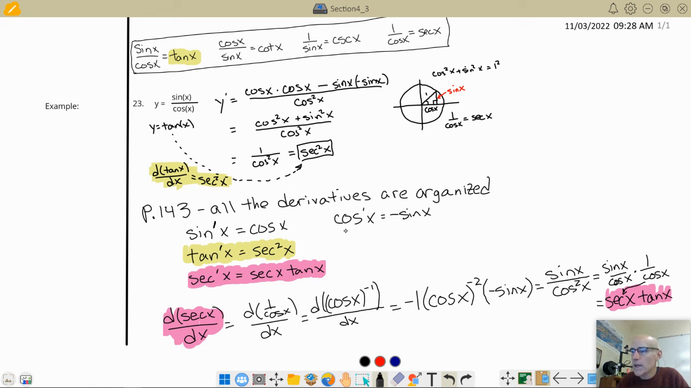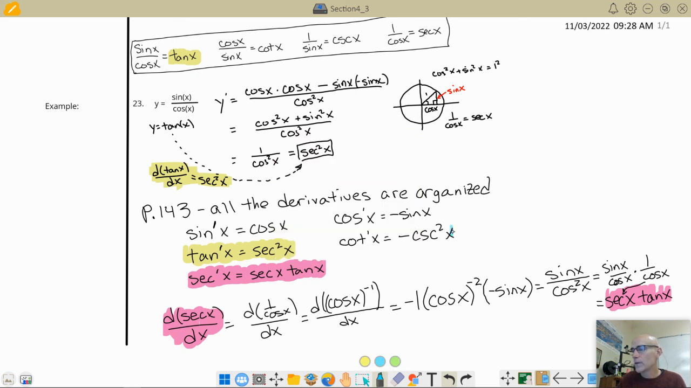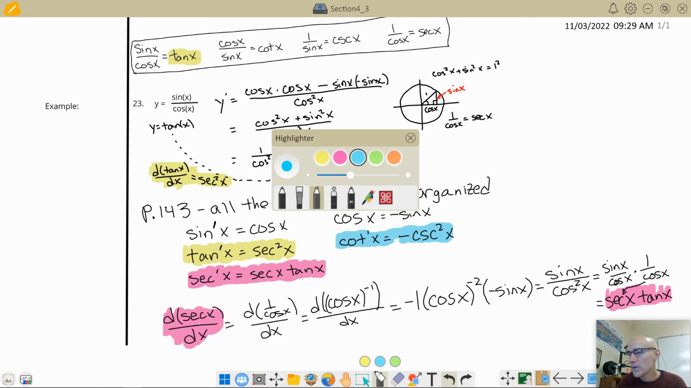But what we're talking about today is the derivative of cotangent. So what's the derivative of the cotangent function? Well, when I look at page 143, it says negative cosecant squared of x. So this is what I was talking about by highlighting it. So I've got kind of a different colored highlighter out there. Maybe you want to do something like this. I don't know how you organize your notes, but maybe that's helpful.